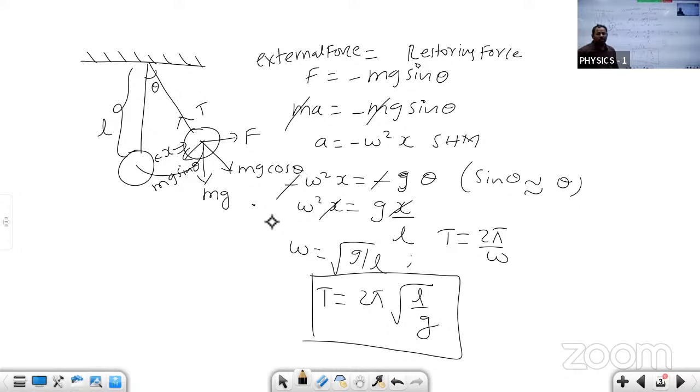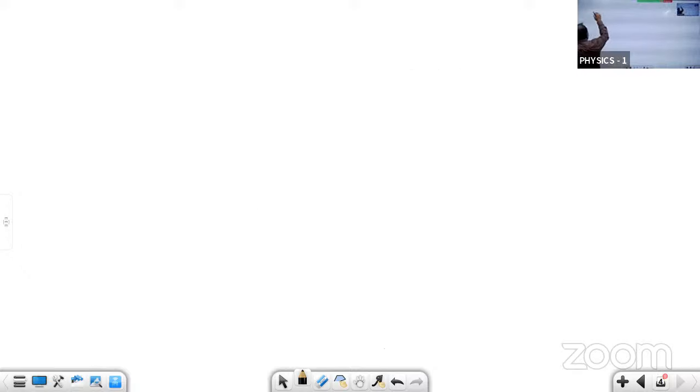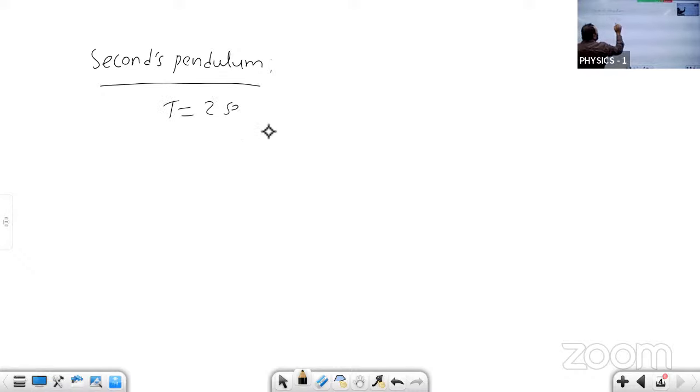This is question number 3, a long answer question, for the upcoming examination, students. In this, we get two cases. One case is the definition of seconds pendulum. Case number 1: what is a seconds pendulum? They are asking what a seconds pendulum is. See students, for a seconds pendulum, time period equals 2 seconds.